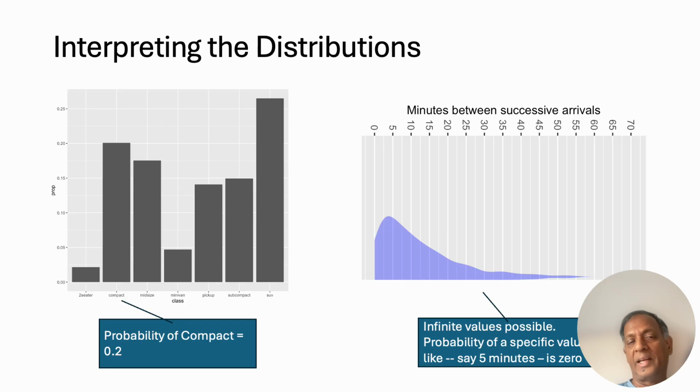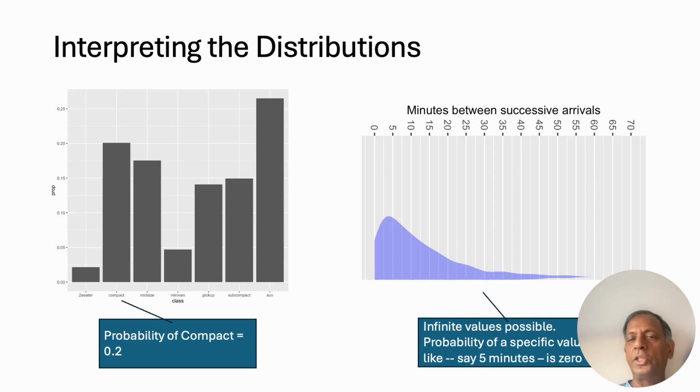So whereas in the case of a discrete distribution, you could simply look at the bar and look at its frequency and say that is the probability, in the case of a continuous distribution, you cannot say that. You cannot say the probability that a customer will arrive exactly 5 minutes after another customer arrives. Okay, in other words, the probability that the inter-arrival time is exactly 5 minutes, that probability is actually 0.